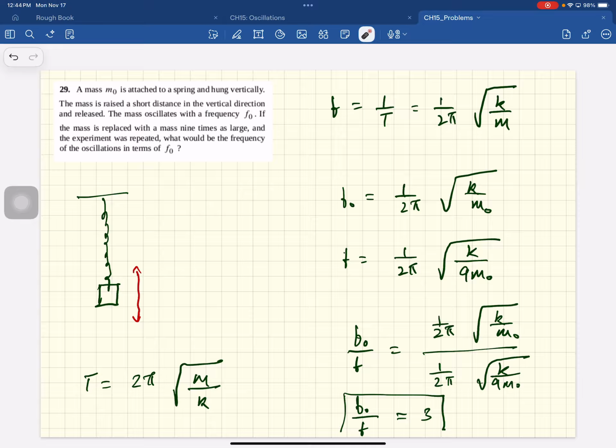So when you increase the mass by a factor of 9, the frequency decreased by a factor of 3. The original frequency was 3 times greater. The lighter the mass, the faster it will oscillate.